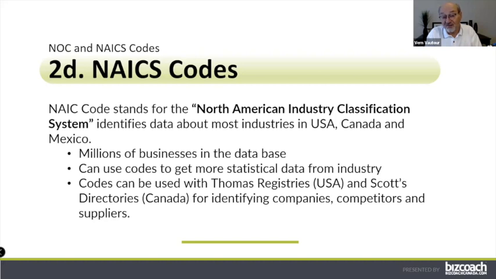Previous to that, Mexico wasn't included in the industrial classification systems. There was the Standard Industrial Classification system in Canada and the Standard Industrial Classification, or SIC, in the United States, and they married the two together. In the NAICS database, there are millions of businesses, and you can use those codes to get more statistical data from the industry.